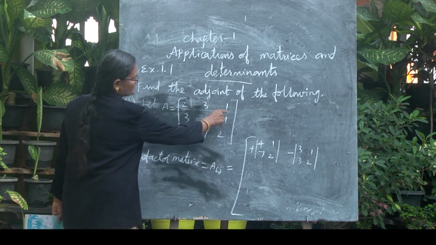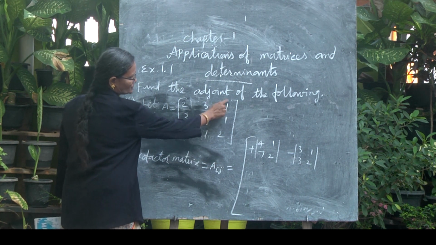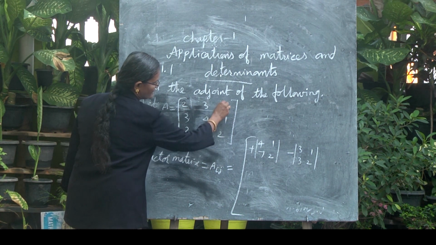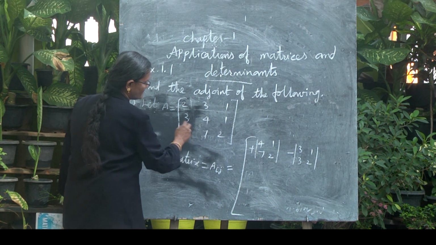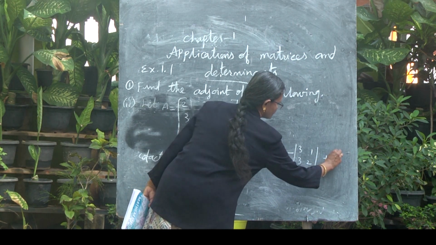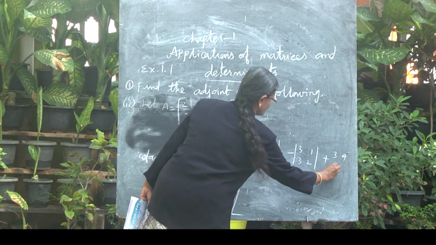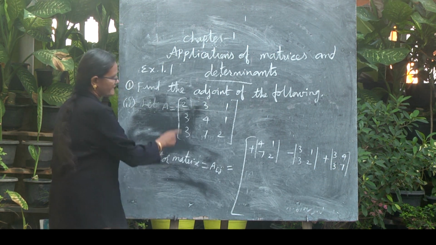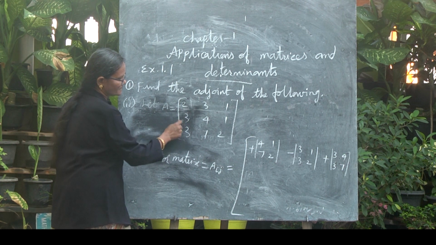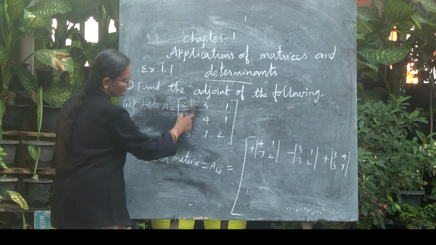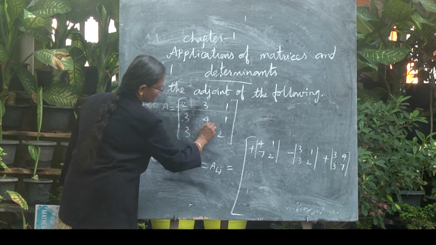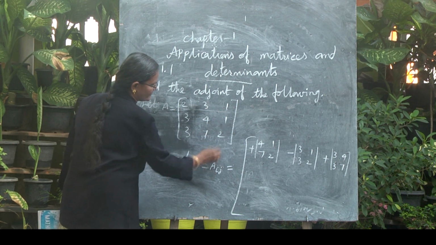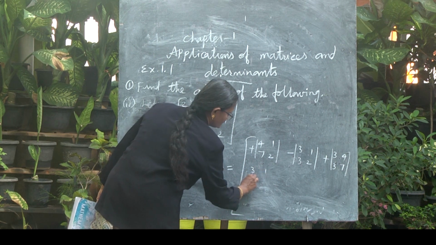Next one, first row, third column. The position of 1 is first row and third column. Ignore that first row and third column. What are the remaining elements? Plus 3, 4, 3, 7. In second row, first column, the position of 3 is second row and first column. Ignore that second row and first column. What are the remaining elements? 3, 1, 7, 2.